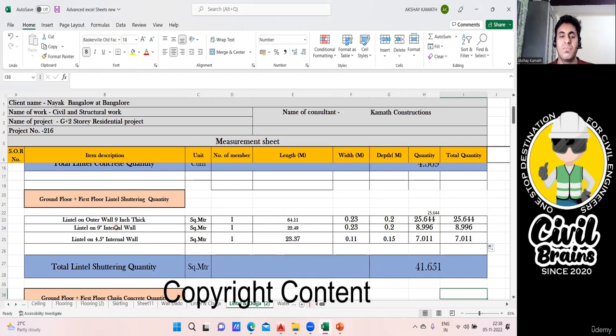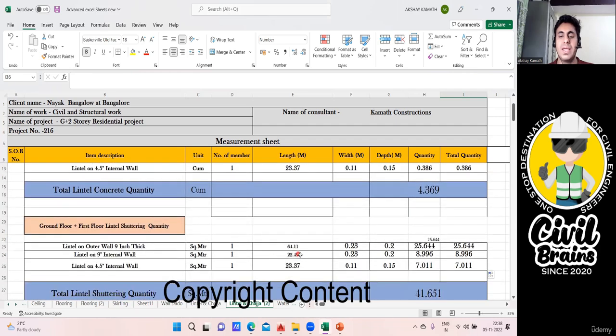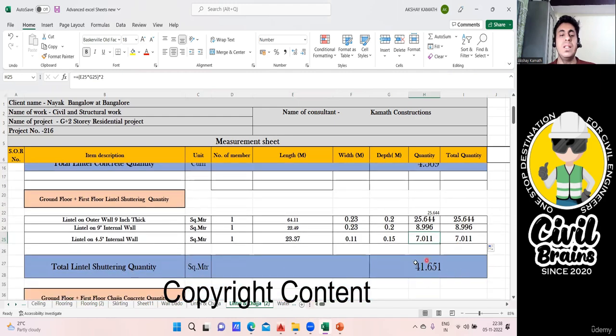For the outer 9-inch wall I explained. Now similarly, lintel on the 9-inch internal wall. Again, it is 22.49, 0.23, 0.2 I've written. This answer I'll get. Here what will happen? 23.37. Here the depth, it will take 0.15, while here it is 0.2 and 0.2. Since it's a 4.5 inch wall, I told you the depth you can take is 0.15. You do it, and you'll get the total shuttering quantity, which is 41.651. Let us say 42 square meters of shuttering is required.